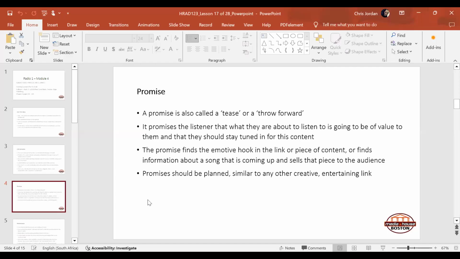All right, so we left off with the promise and then obviously the performance, right? So what is a promise? A promise is called a tease or throw forward.